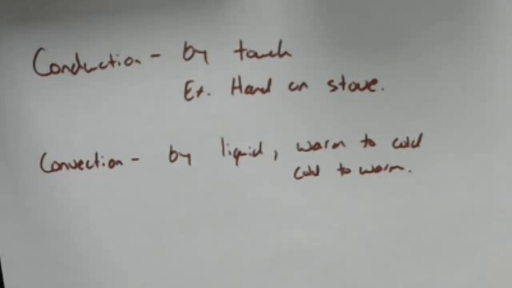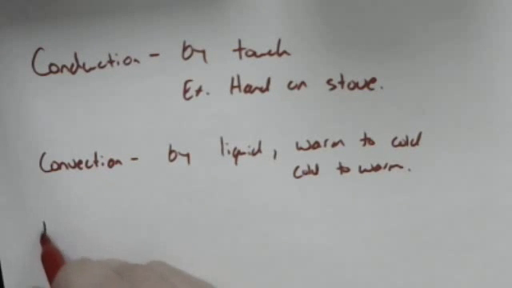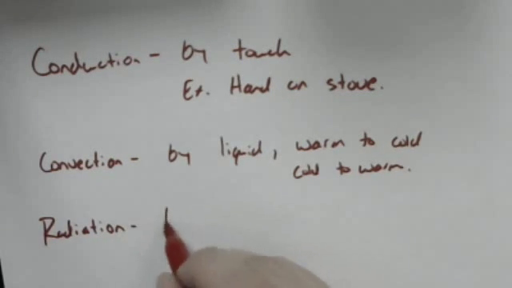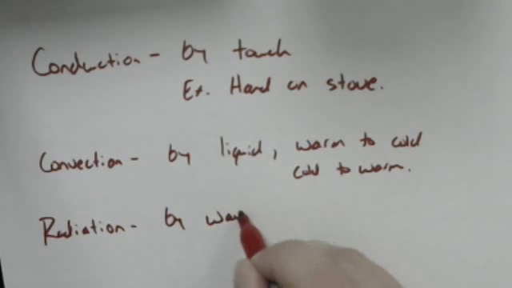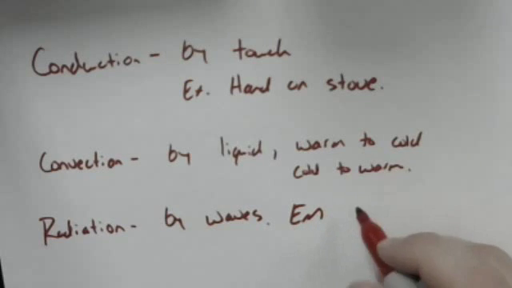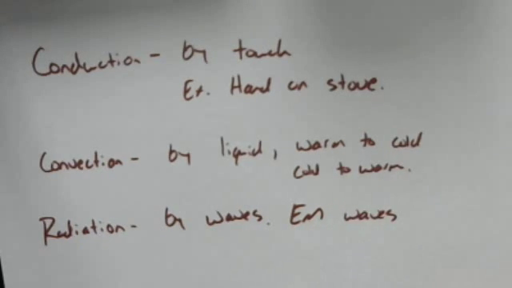Some of y'all have convection ovens in y'all's houses that we use for baking. The reason it's so good for baking is because it thoroughly cooks the object, because the warm air is rising, cool air is sinking. It's a continuous motion. And also we have radiation, and that's by waves. More specifically, we call them EM waves, which is electromagnetic waves.